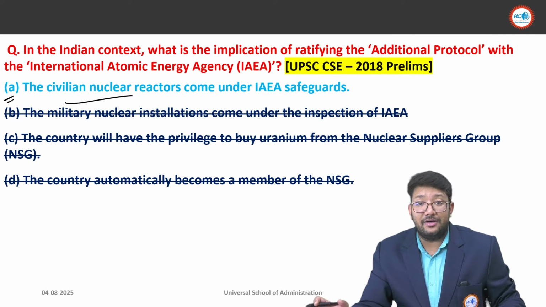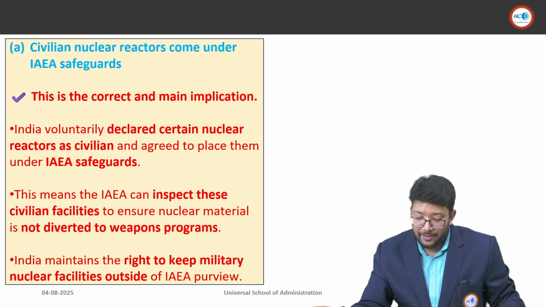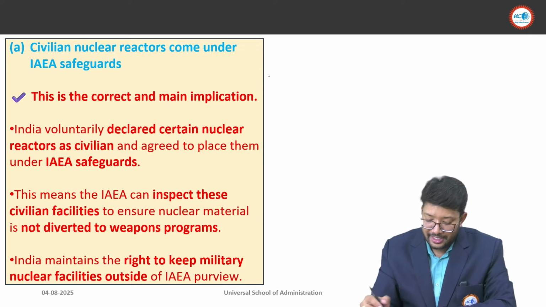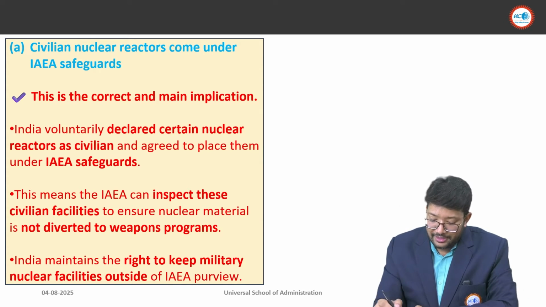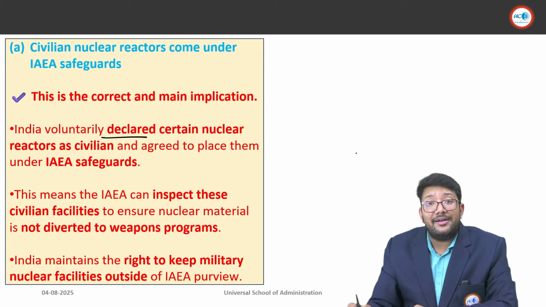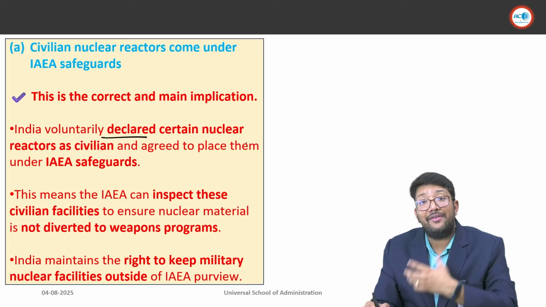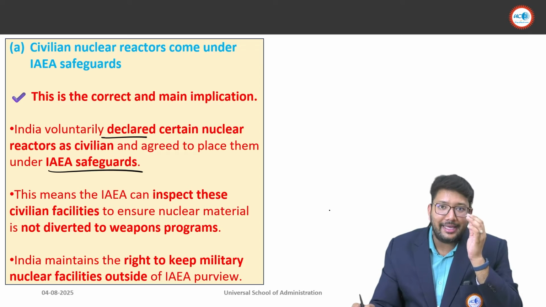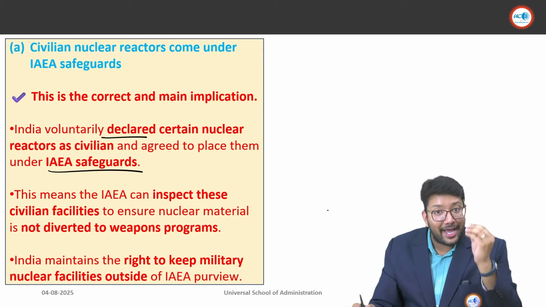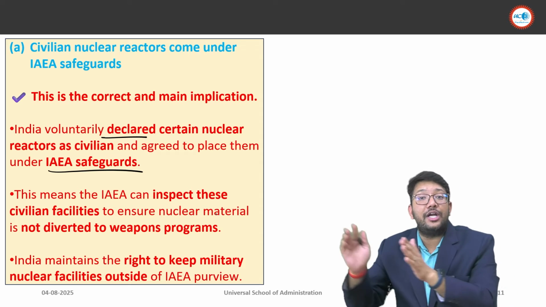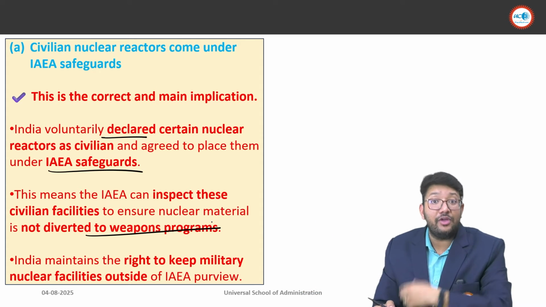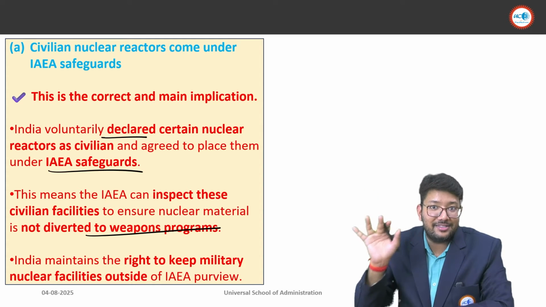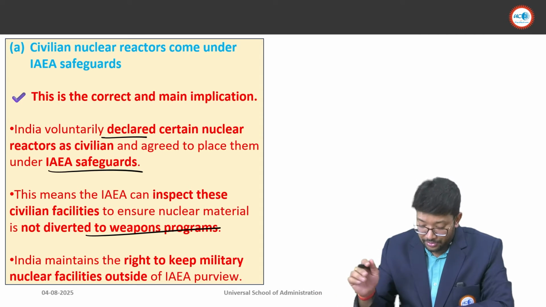That's how we approach the UPSC questions. First of all, do civil nuclear reactors come under IAEA safeguards? Yes, because in the Indian context, we have voluntarily declared certain nuclear reactors as civilian, and we have agreed to place them under IAEA safeguards. This means the IAEA can inspect these civilian facilities to ensure nuclear materials are not diverted to weapon programs. We have voluntarily done that. That's why we had the upper hand in the end during the 2008 NSG decision. The US was in favor of us because of this.